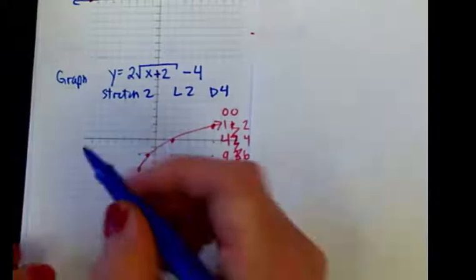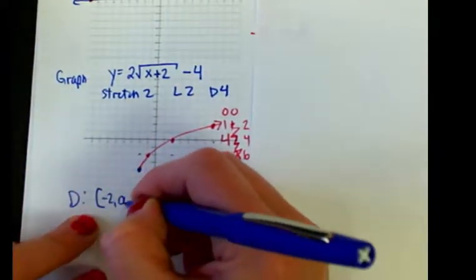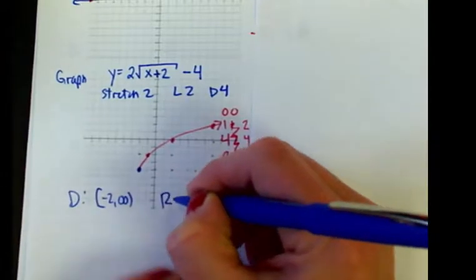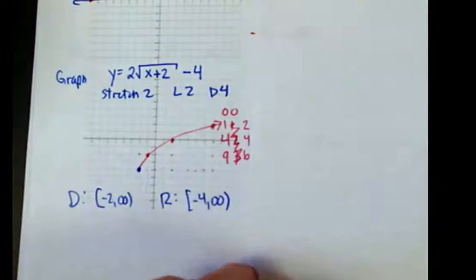The domain, hard bracket -2 to positive infinity. Range, hard bracket -4 to positive infinity. Okay.